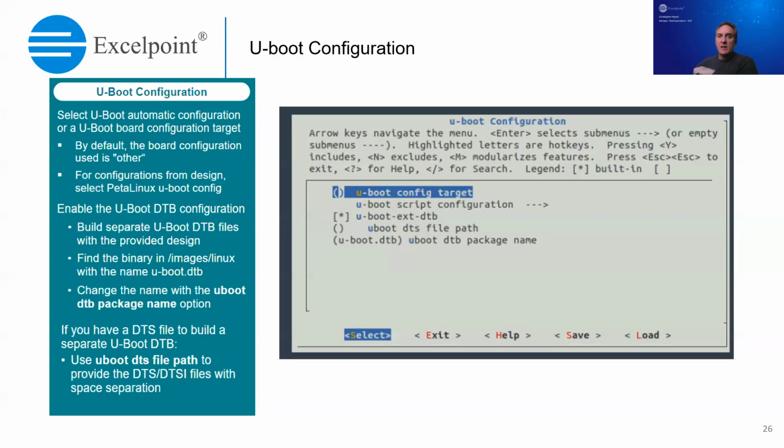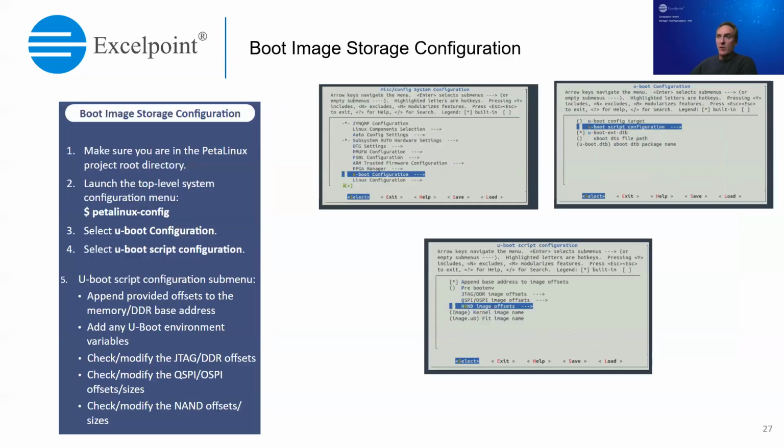So Petalinux allows you to select the boot image storage options such as QSPI, Flash, etc. by doing the following. From the Petalinux project directory, it's done by the petalinux-config command if you want to change it afterwards. So in the U-boot script configuration submenu, you have a number of options. To append provided offsets to the memory DDR base address, select append base address to the image offsets. Petalinux then reads the DDR base address from the hardware file and appends it to the offsets provided. This is enabled by default.